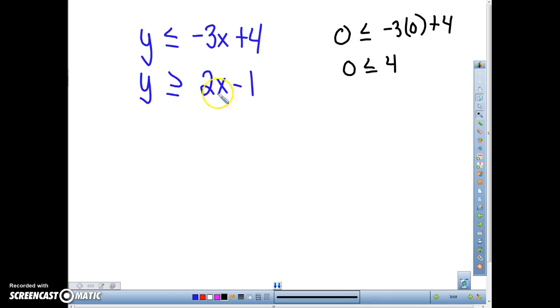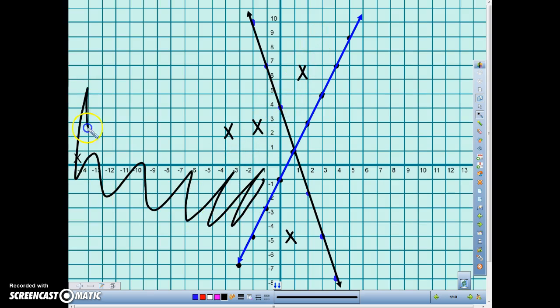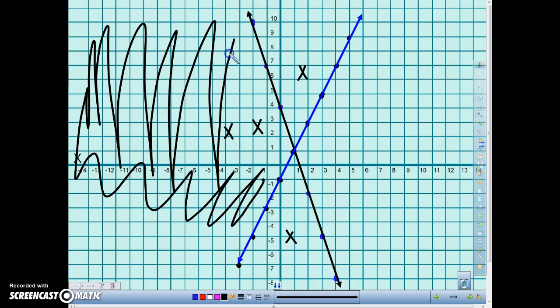Now let's go check the blue line. If we plug in 0, 0, we get 0 is greater than or equal to 2 times 0, which is 0, minus 1 is negative 1. Well, 0 is bigger than negative 1. So when we go back, this blue line, this is where 0, 0 is at. This is the side of the blue line that's true. And so the one with the double x's is the area that we shade.